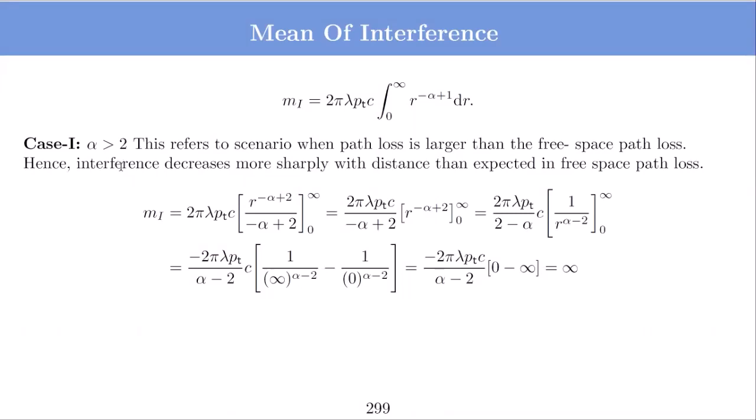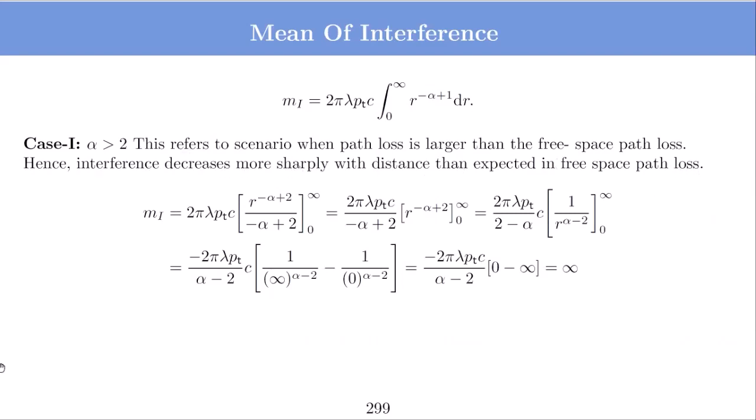If alpha is more than 2, then this refers to the scenario when the path loss is larger than the free space path loss. It means there are more scatterers than in free space and the path loss is decaying very fast. This alpha actually shows how fast the power is decreasing with distance. If alpha is high, the path loss decreases very fast. If alpha is low, the path loss decreases slowly. So alpha greater than 2 means the power is decreasing very fast. It means there are many scatterers and a lot of obstacles in the environment. So interference decreases more sharply with distance than expected in free space path loss.